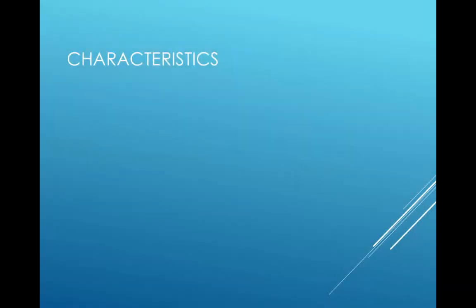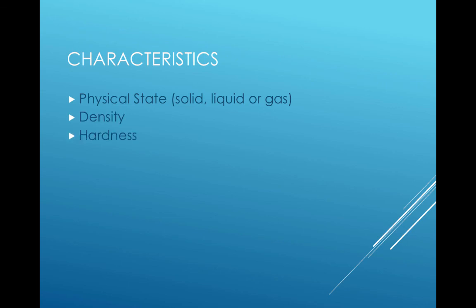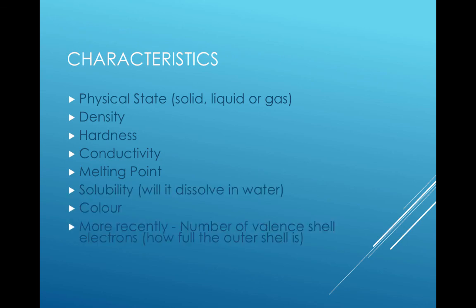The properties or characteristics that Mendeleev looked at were physical state, density, hardness, electrical conductivity, melting point and boiling point, solubility, its ability to dissolve in water, color, and the number of valence shell electrons.